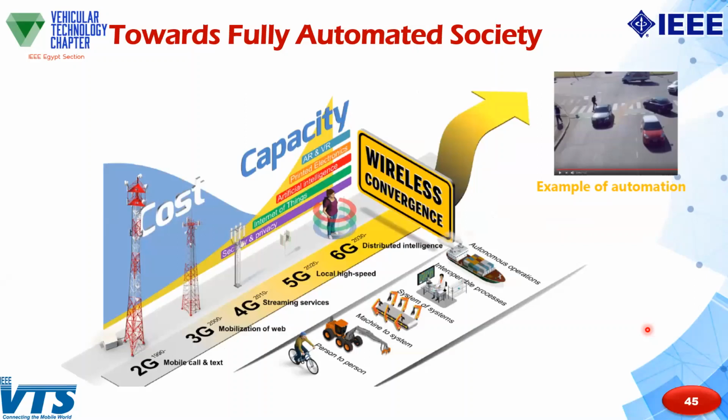From the vehicle connectivity perspective, we are talking about what we call our dream of a fully automated society by 2030. We will have wireless convergence here. We have high capacity. We can accommodate AR, which is augmented reality, and virtual reality.